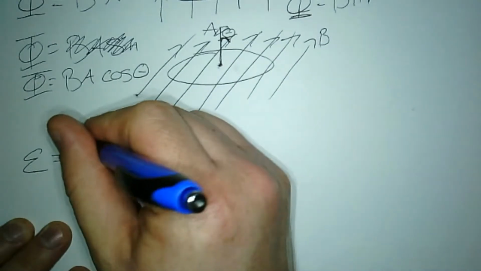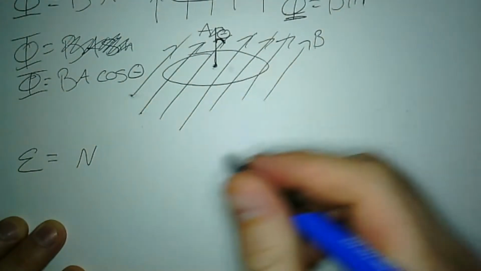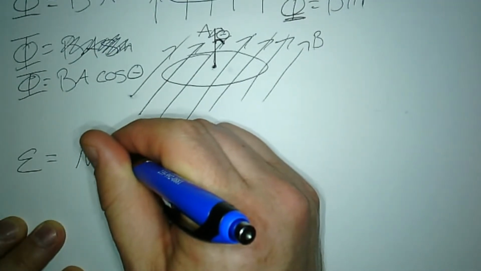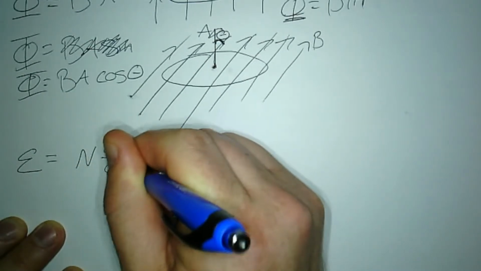So it is equal to the number of loops, we'll write this down somewhere below in a second, the number of loops times the time derivative of the flux.